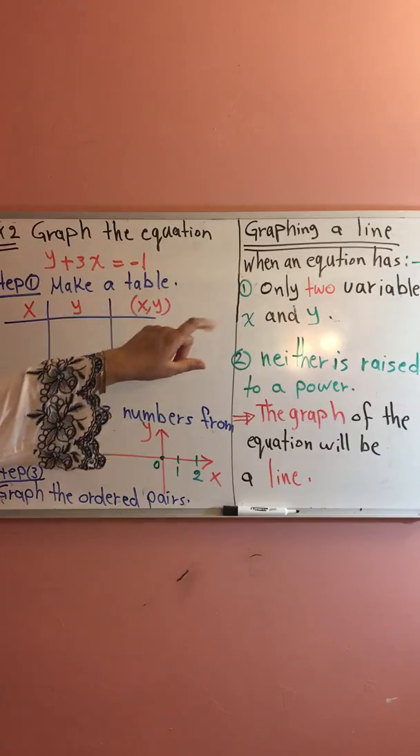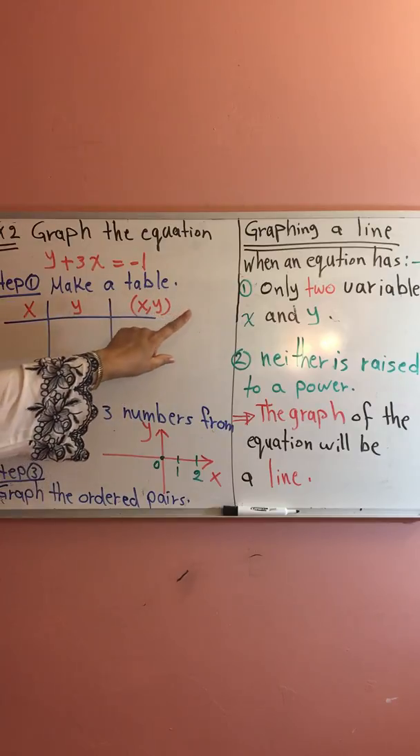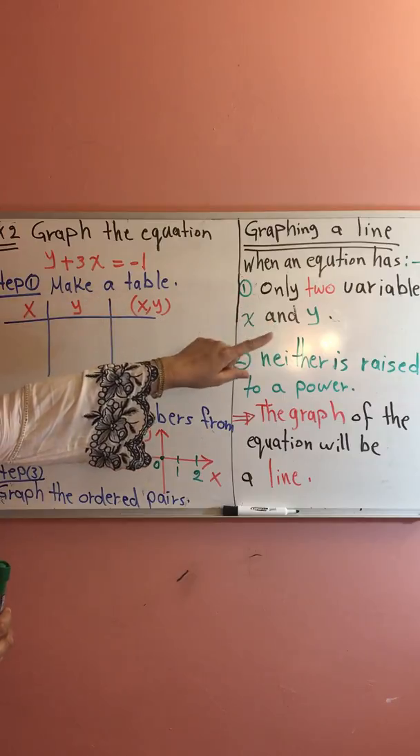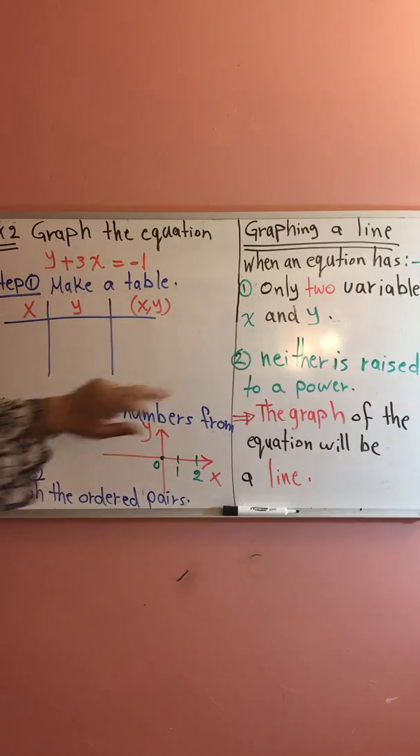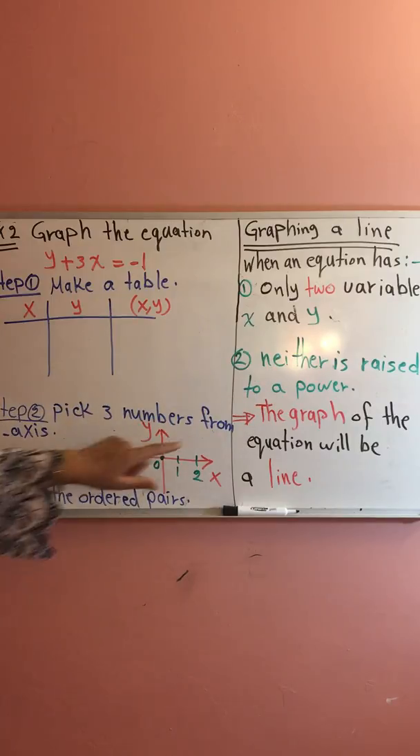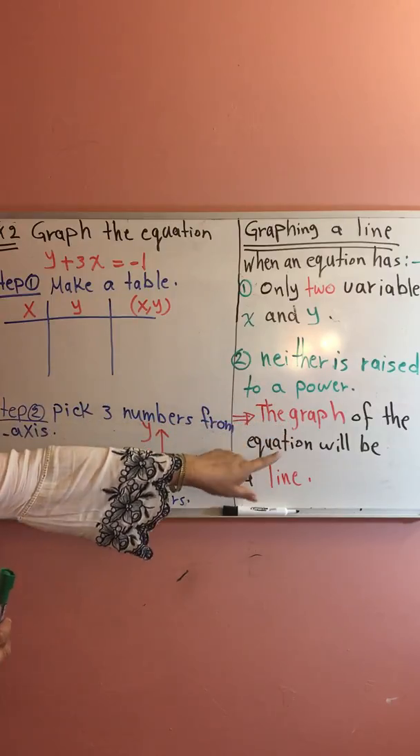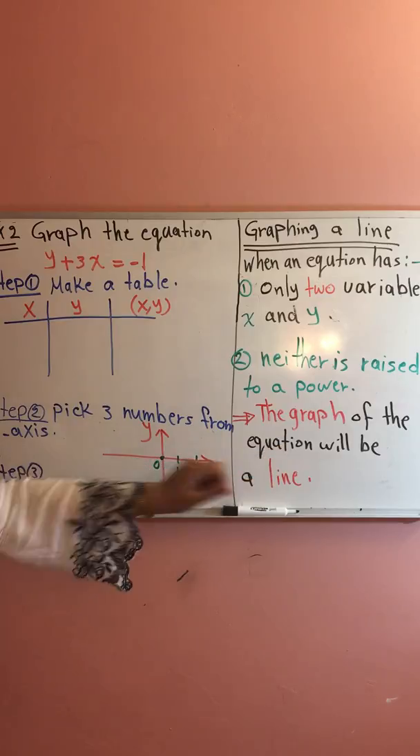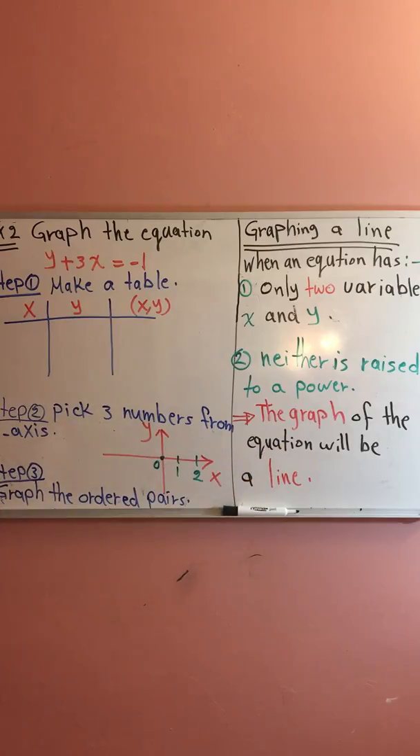When an equation has only two variables, x and y, neither is raised to a power, then the graph of the equation will be a line. Today I will explain it in both Arabic and English.